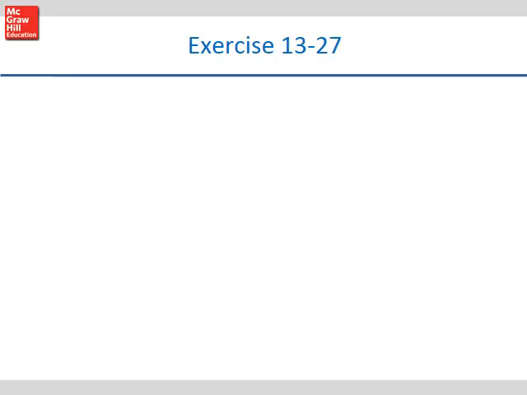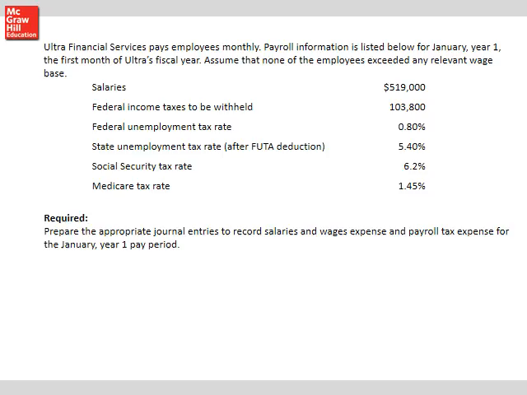Okay, our final exercise, number 27. Ultra Financial Services pays employees monthly. Payroll information is listed below for January of year 1, the first month of Ultra's fiscal year. Assume that none of the employees exceeded any relevant wage base. Okay, so the salaries were 500.